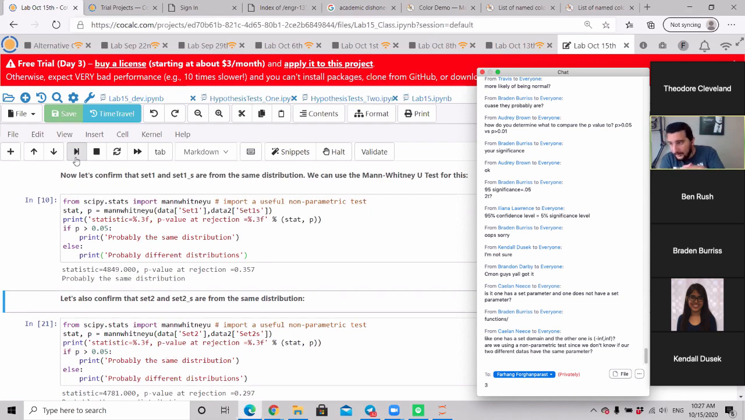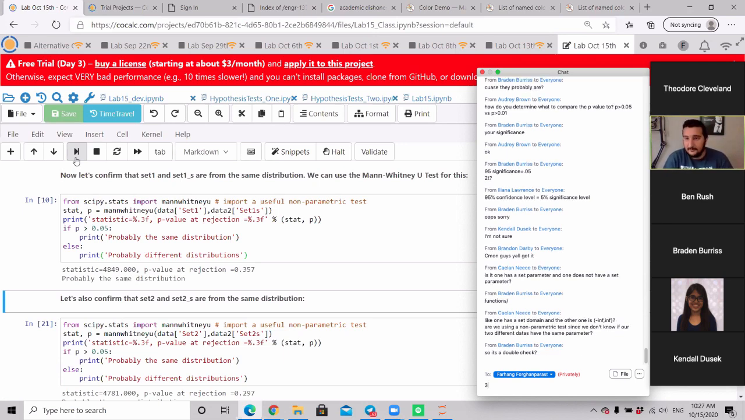Kalian, you are right. We use non-parametric tests whenever we are not sure about the validity of the assumptions. For example, if you are not sure that our samples are from a normal distribution. But in this case, if you had used a t-test, that would be fine because we have already confirmed the normality. Braden, what do you mean? What do you mean by a double check?